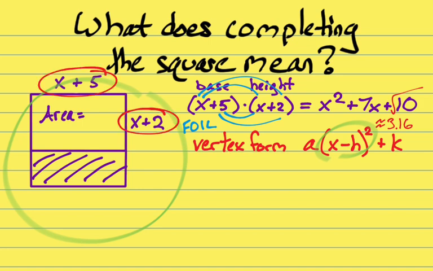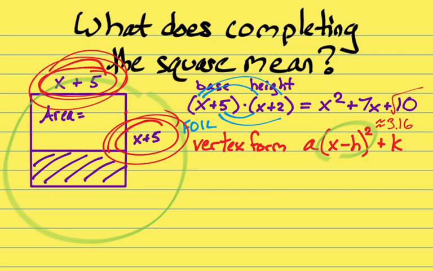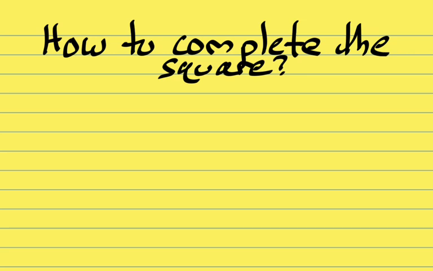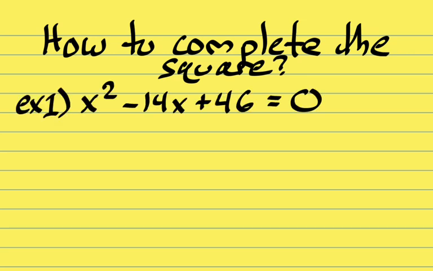We are going to force these binomials, which are not the same, to become the same. And here's how we do that. How to complete the square. Well, here's the first example. Start by taking the c term, which is 46, and moving it to the other side. Leave a nice big space after the b term, like you see here. You're going to need that space later on.